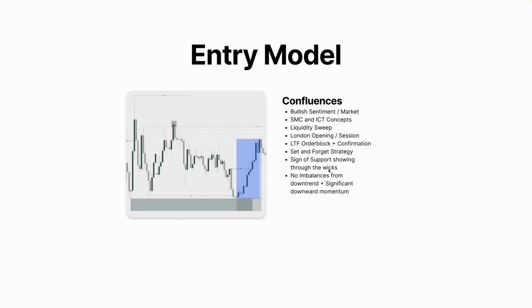And there is a sign of support showing from these wicks on the 1 hour time frame, which we'll dive into deeper later on to show you how these wicks gave me my pinpoint accuracy entry. Now there are no imbalances from a downtrend or any significant downtrend momentum. We can see that everything is filled, and this is more or less a volatile market state that we can profit from, and it's more prone to reversals.